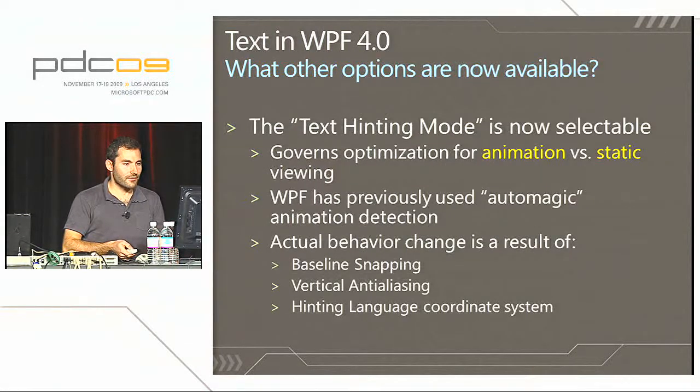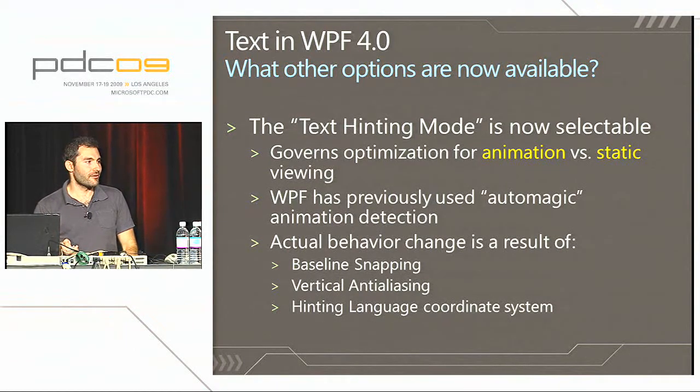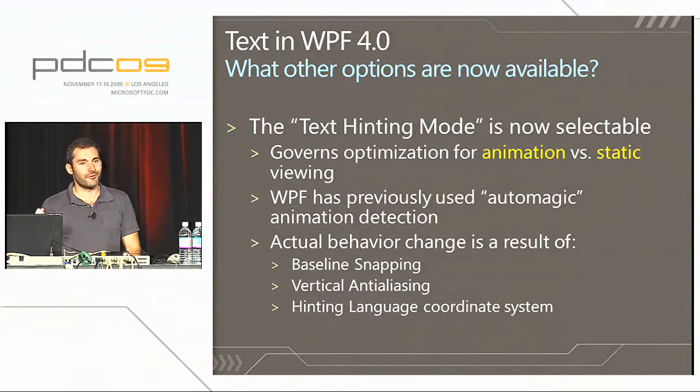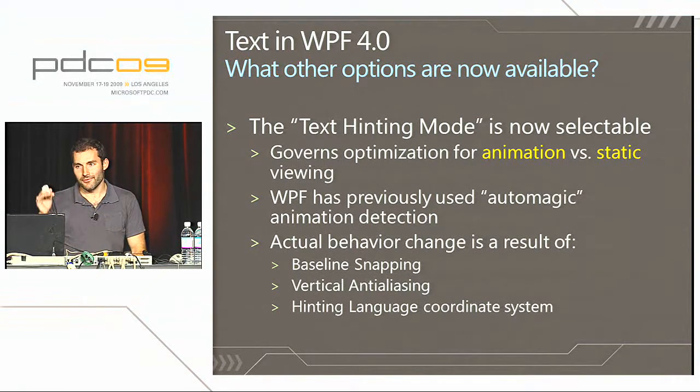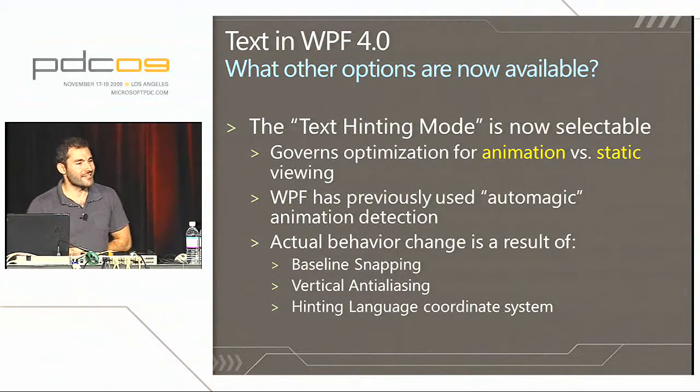So going back to the other APIs that we've added, there was a big complaint before about text being blurry when it would animate. It would animate and it would get blurry and then it would get sharp again. You'd see this a lot if you ran XAML and you grab the divider between the text and the content. The text in the text box beneath the display would get blurry. The reason for this is that WPF had an automagic, I call it automagic animation detection behavior.